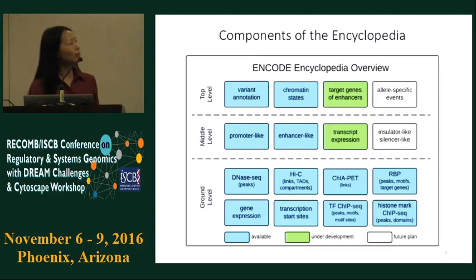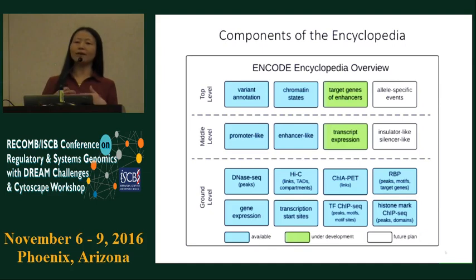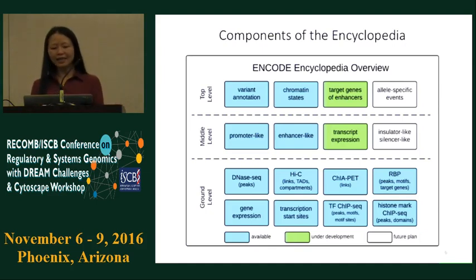So in the middle level, we're trying to interpret the data, trying to come up with regions in the genome that are promoters, enhancers, insulators, silencers. And then when you go further up, we start to have chromatin states. As you might be familiar with, we have ChromHMM and Segway algorithms for calling chromatin states.